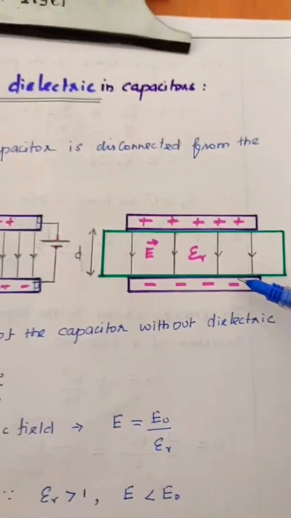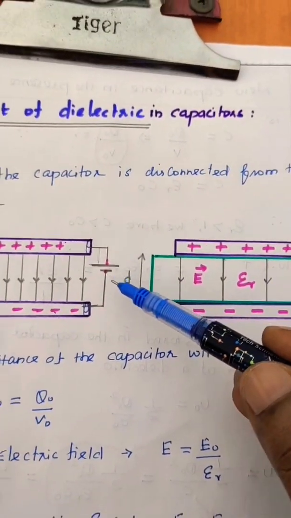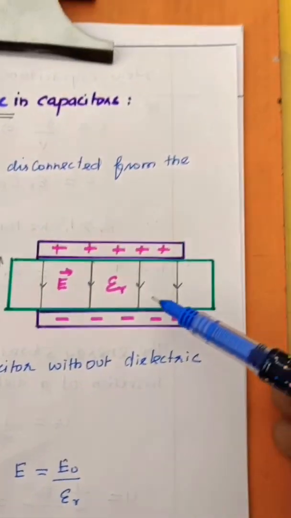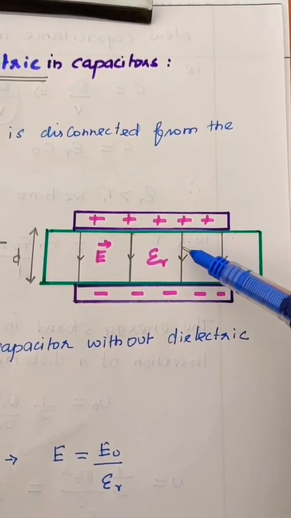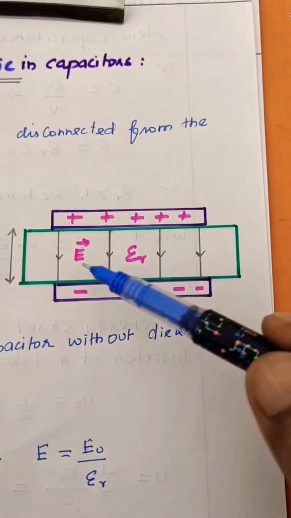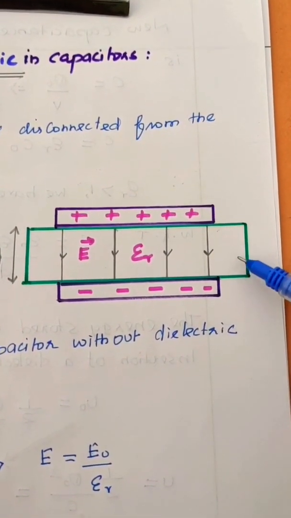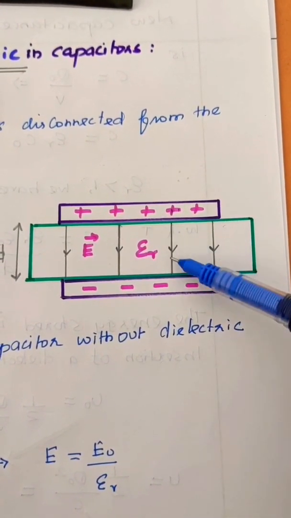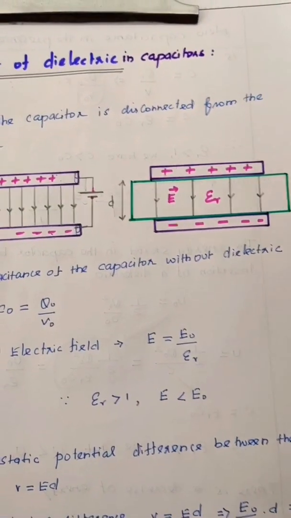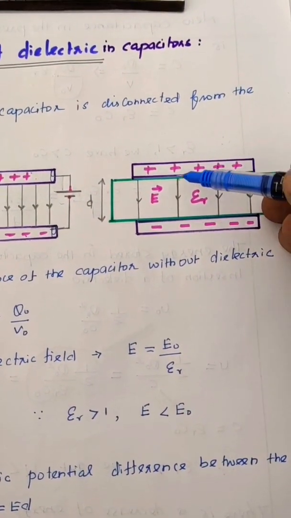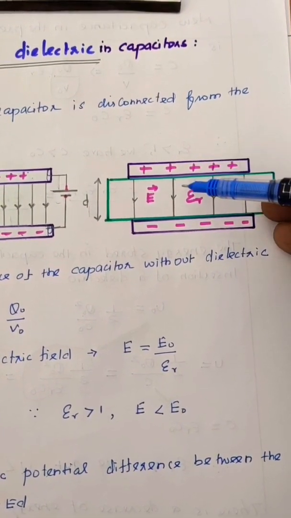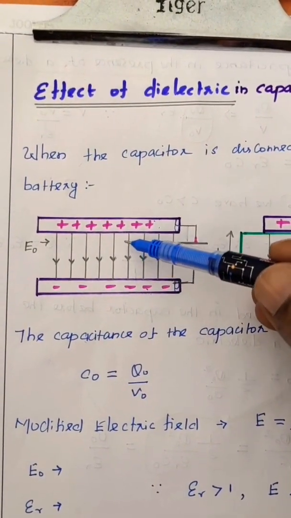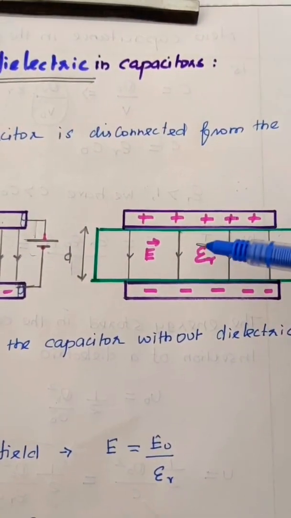In the second case, look at the picture. The first diagram is connected to the battery. Suppose the battery is removed. In the second case, there is no battery. The battery is removed when the dielectric is inserted between the two parallel plates shown in the figure. The introduction of the dielectric between the two parallel metal plates decreases the electric field. Here the electric field is more when compared to this one.